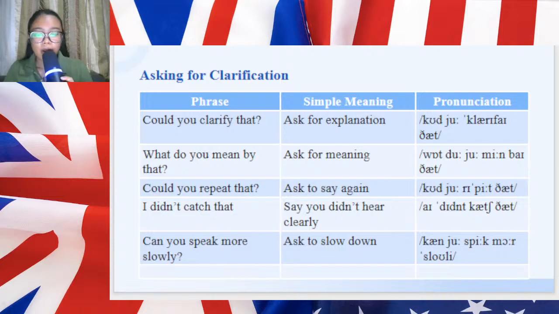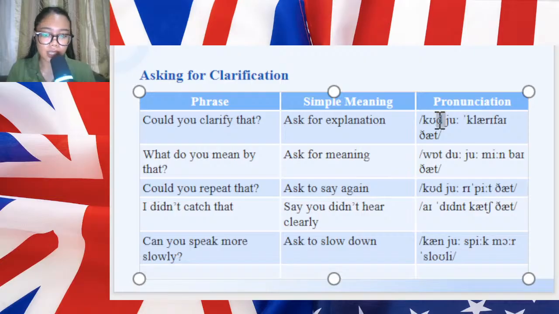All right. Pronunciation wise, let's start with the word could. So you start with a letter K sound, k, and then you follow it with a short O sound. That one is a short O sound and ends with a letter D sound, D. So this is could. And then this is again you with a long U sound, and then clarify.